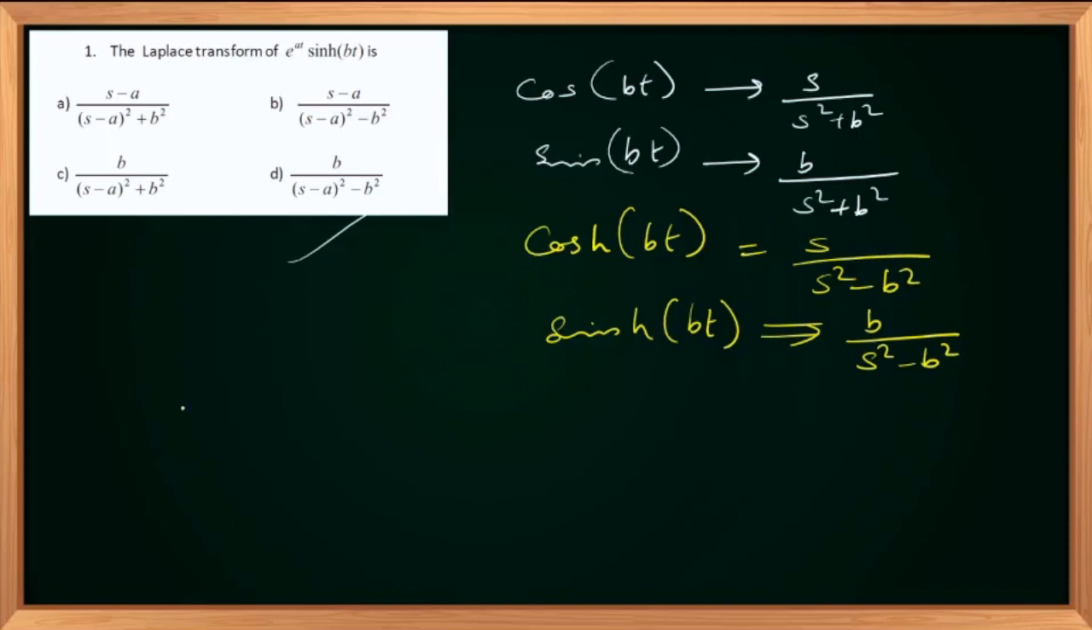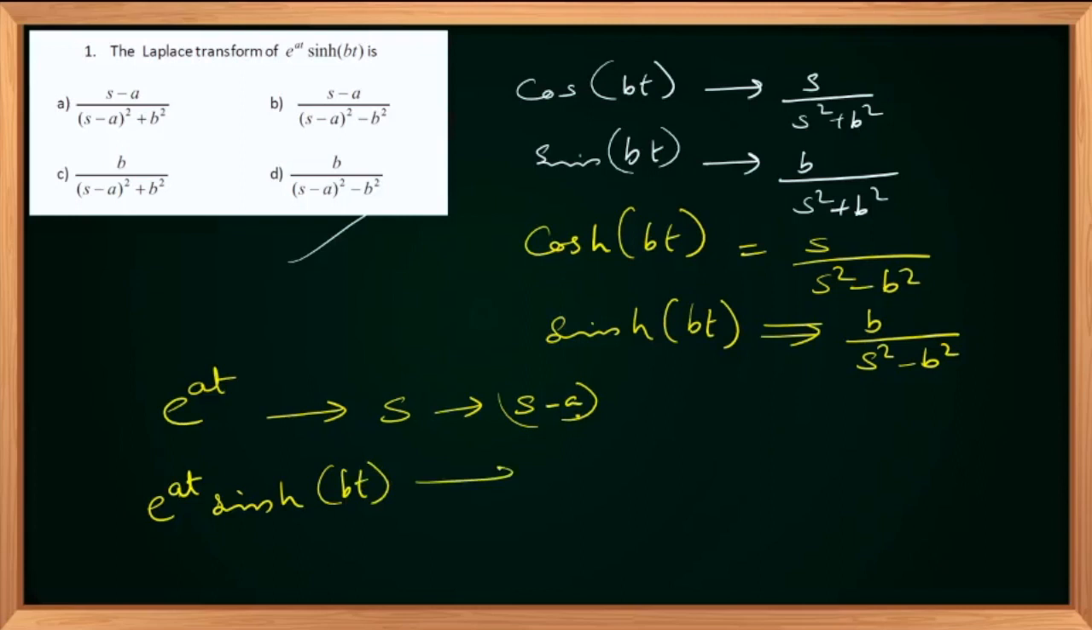If you multiply anything with e raised to at, s changes to s minus a, right? So here e raised to at into sinh bt will have the Laplace transform given by b divided by s minus a whole square minus b square. Option D is the correct answer. Okay, b divided by s minus a whole square minus b square.